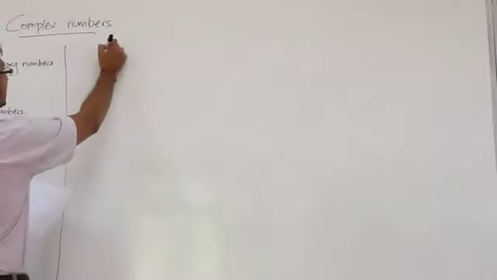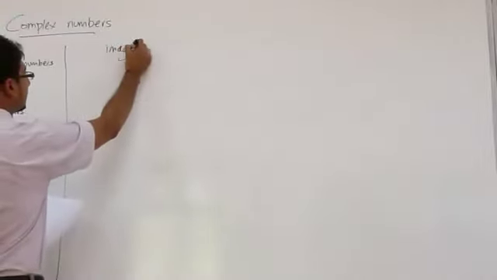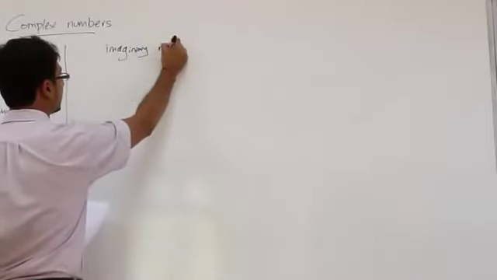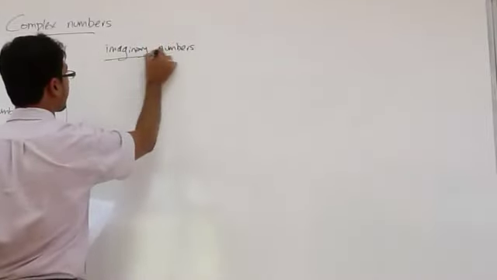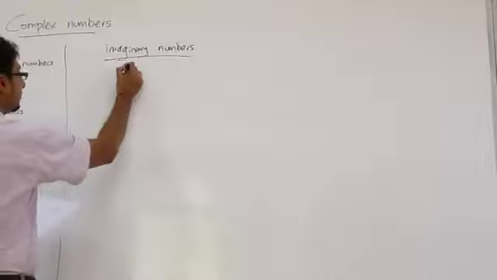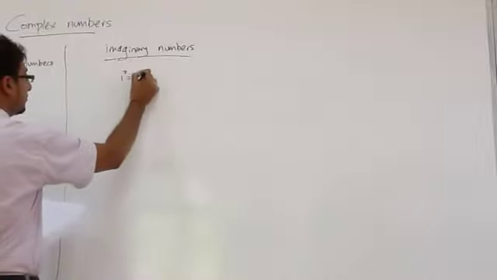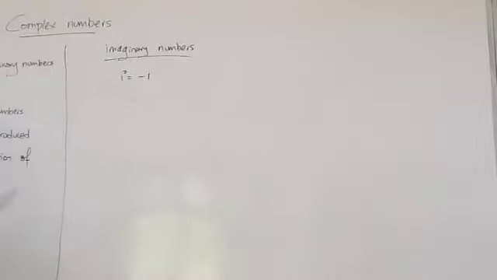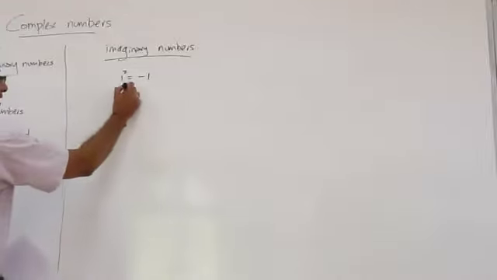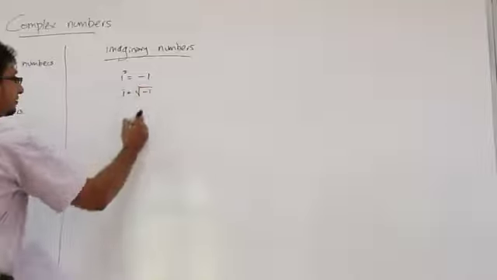But complex numbers deal with something called imaginary numbers. It's represented by i. By definition, i squared is -1, and i is the root of -1.